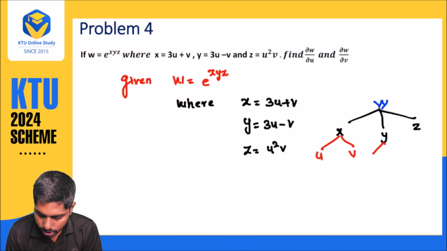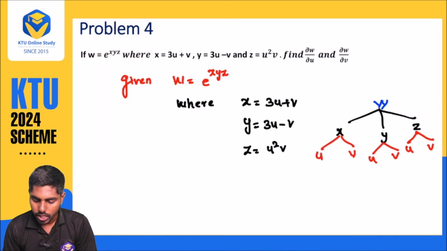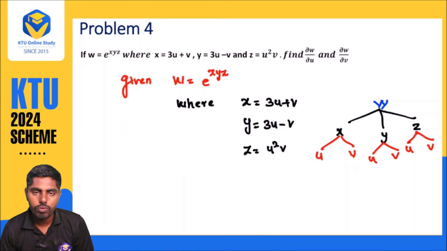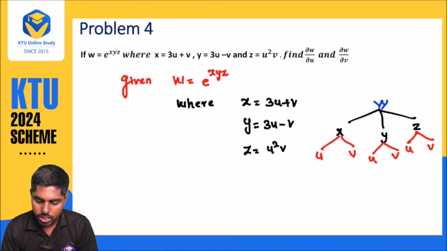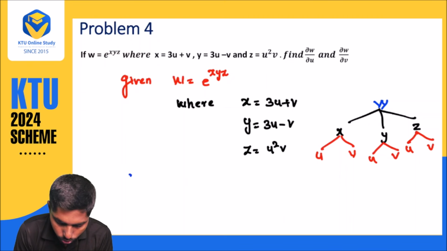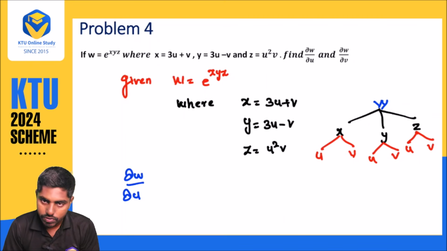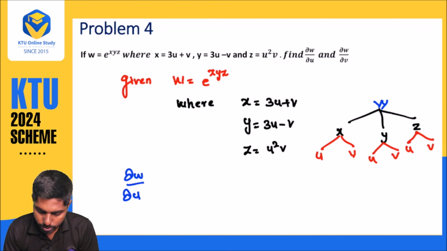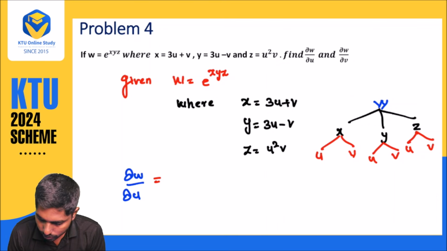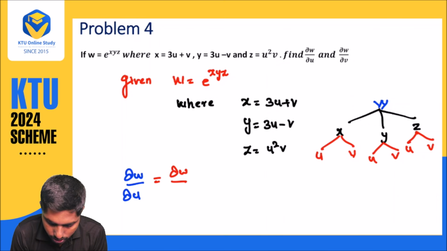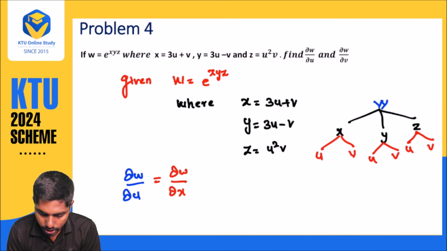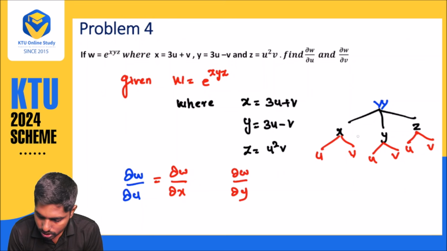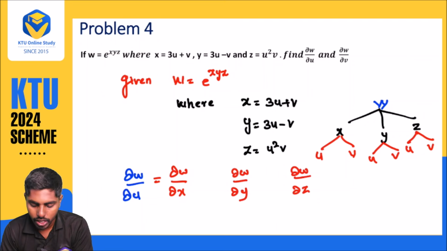Similarly, Y and Z are also depending upon two variables, U and V. That means here the entire thing will be in partial derivative form. Our formula is dou W by dou U, they are asking with respect to U, so first we write dou W with respect to X, dou W with respect to Y, and dou W with respect to Z, because W depends upon three variables X, Y, Z. We have arranged that also.